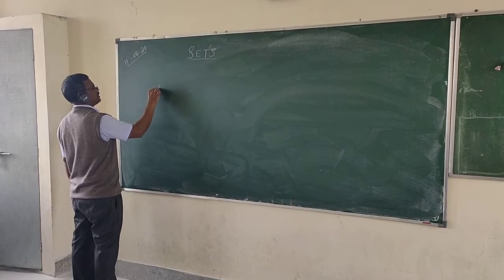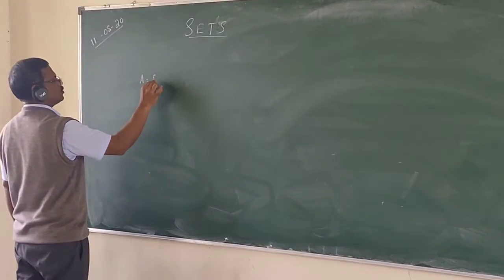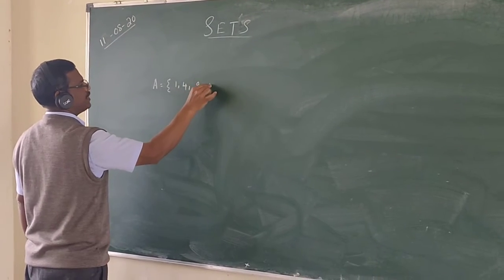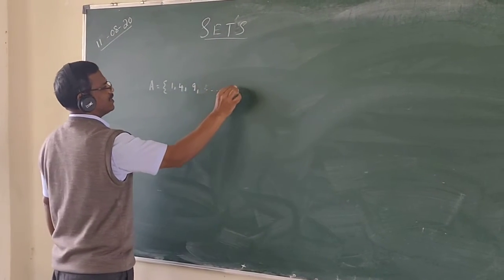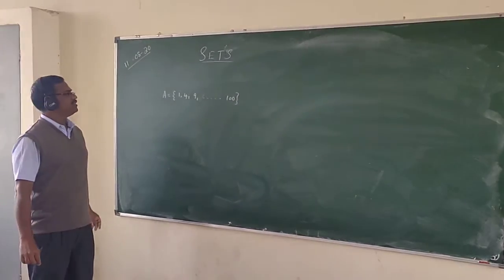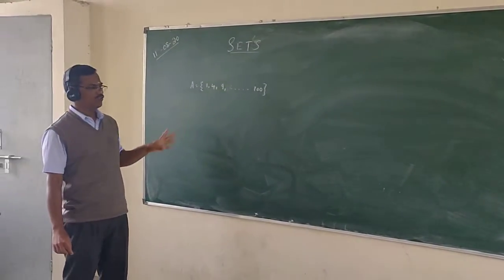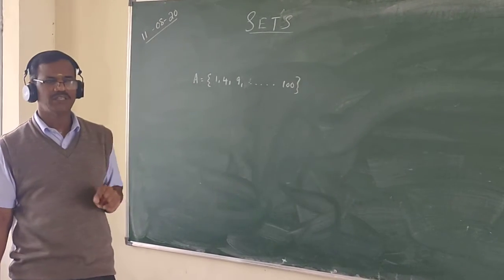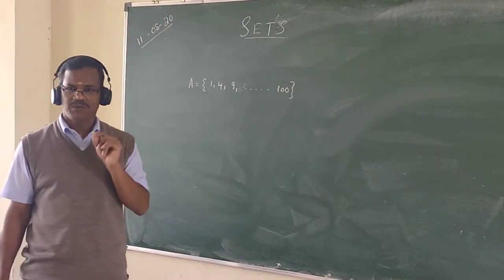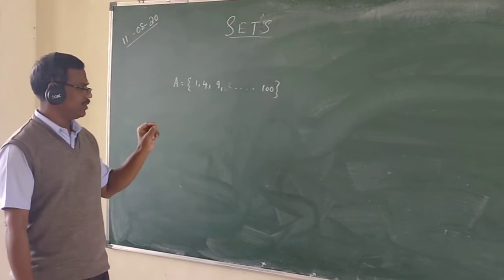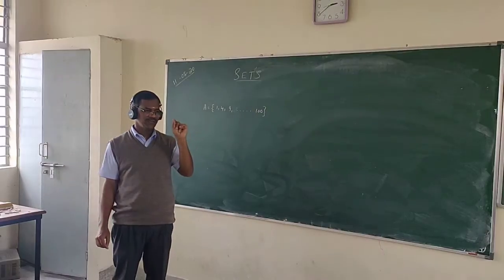Now, suppose a set is given like this: A is equal to 1, 4, 9, etc. up to 100. This is the roster form. We want to convert this into a set builder form. In the set builder form, we have to represent the set by a variable.